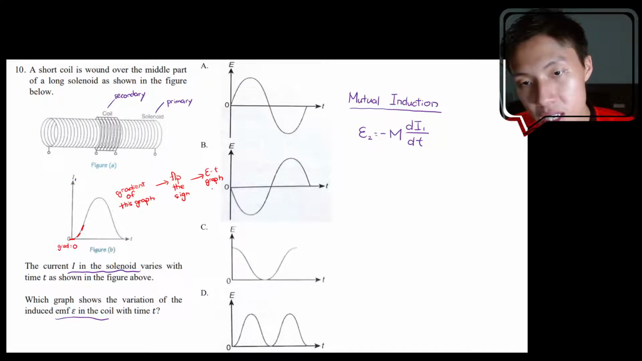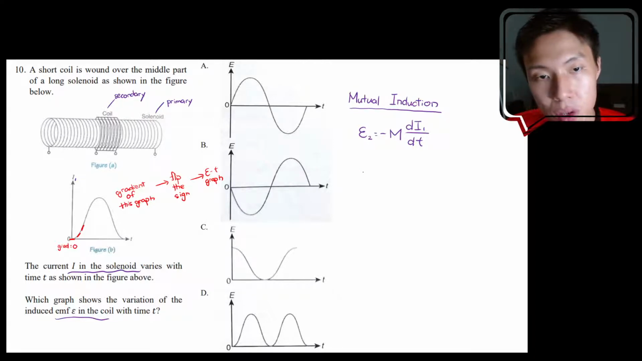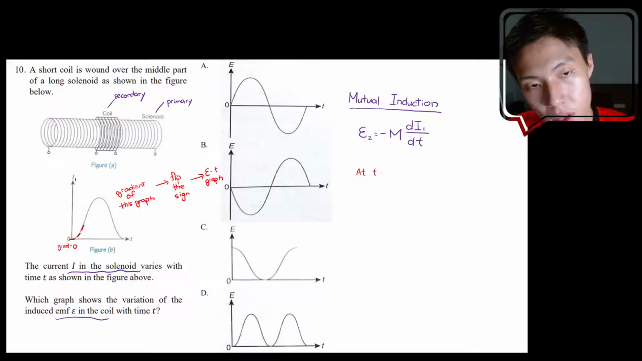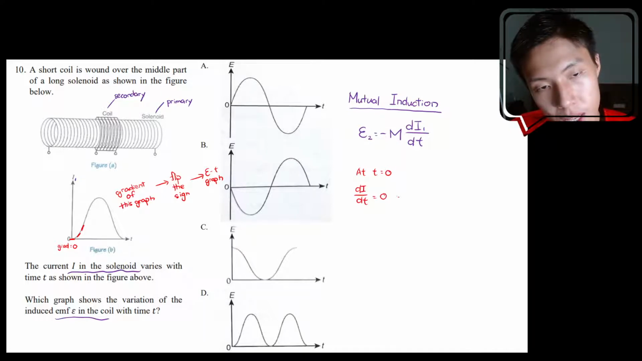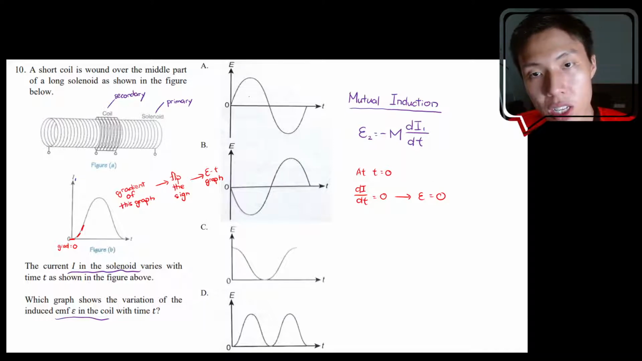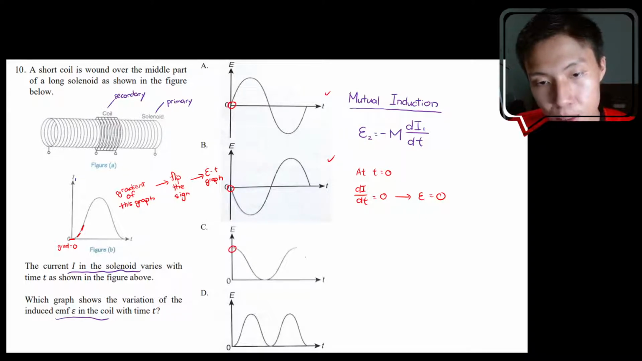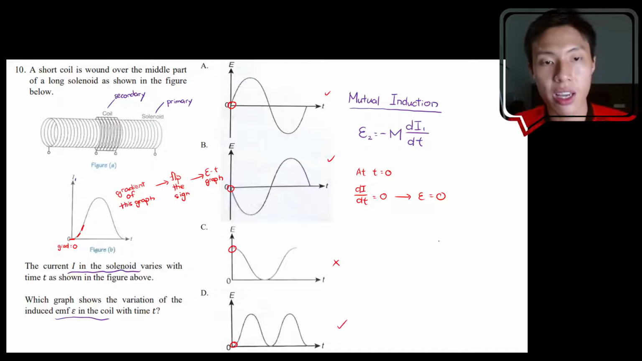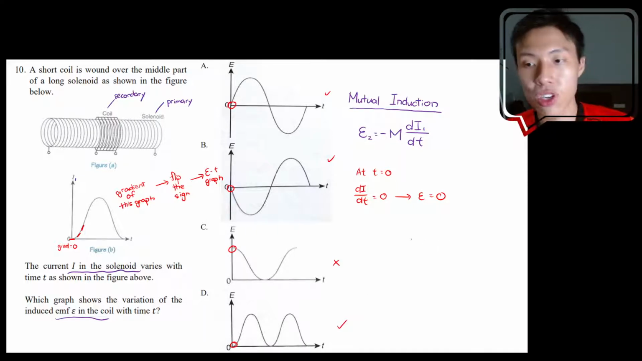So that means at time equals 0, because your gradient di dt is equal to 0, that's why your epsilon is equal to 0. Okay, so this one fulfills the condition. This one starts out with 0, but this one starts at the peak, so this one is wrong. This one also starts with 0, so this one is still okay. Until now, this is the situation that we have.